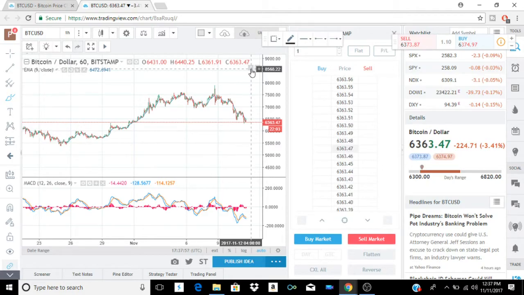Now, what is MACD? MACD basically means moving average convergence divergence. And that's what MACD stands for. Moving M, average A. You get the point. And this helps show bullish and bearish trends. And basically what it is, let me go over here.